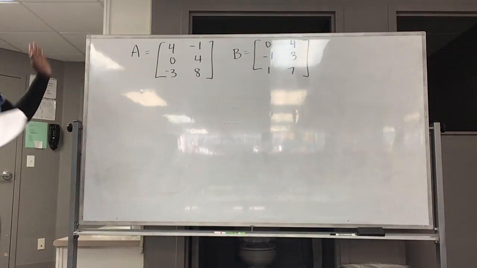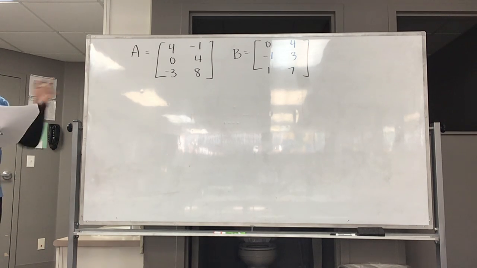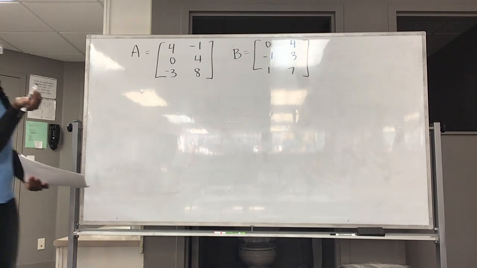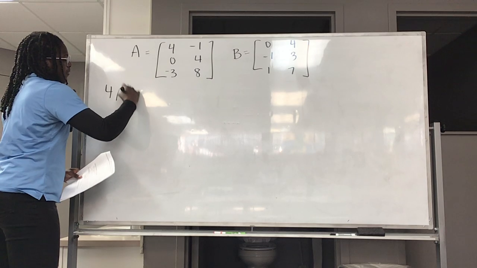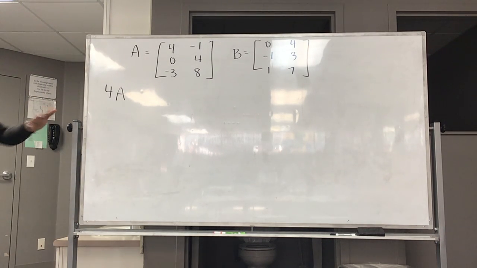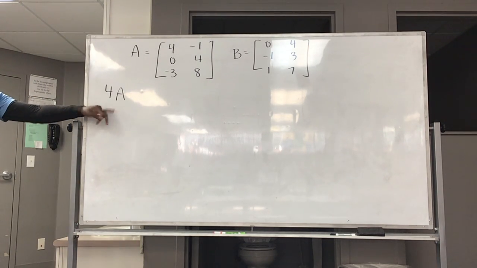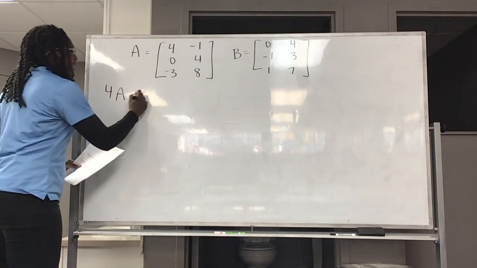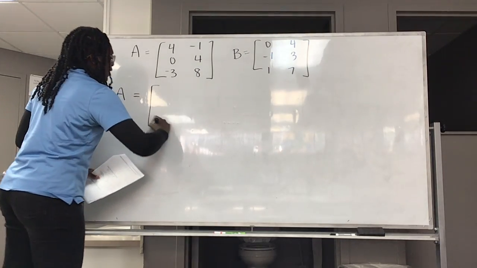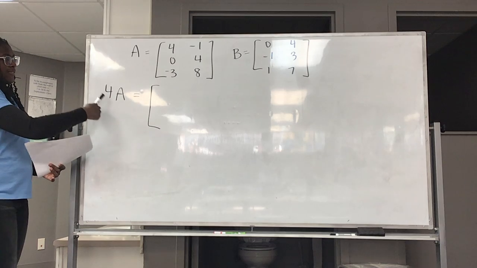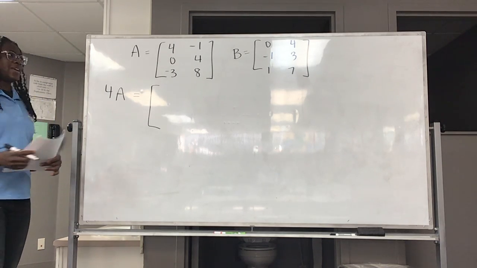Okay, so here's my matrix A, and then over there is my matrix B. So to start off, we're going to find 4A. So this is what I'm talking about when I said scalar multiplication. We put a constant in front of our matrix. So this one's pretty simple. What we're just going to do is multiply 4 to every single number inside our matrix.